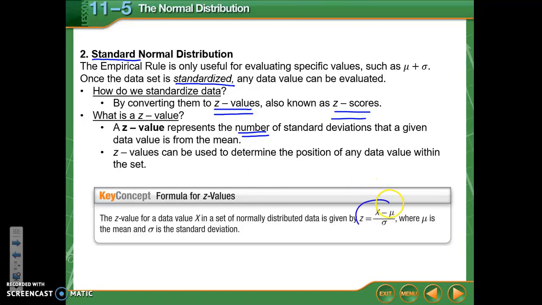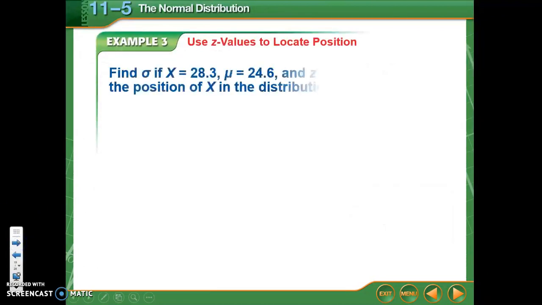So here's the formula for the z-value. X is a data value in my set. It has to be normally distributed for this to work. So the z-score is the data value minus the mean divided by the standard deviation. So first we're just going to learn to manipulate the formula a little bit.